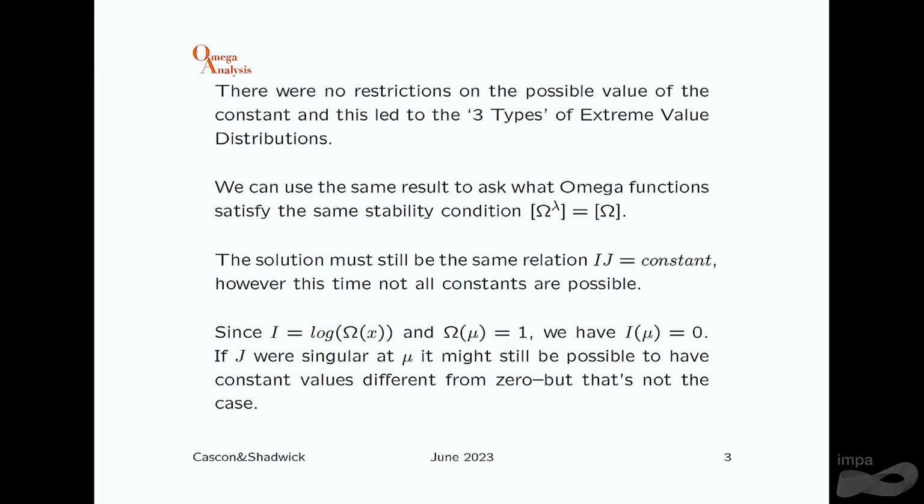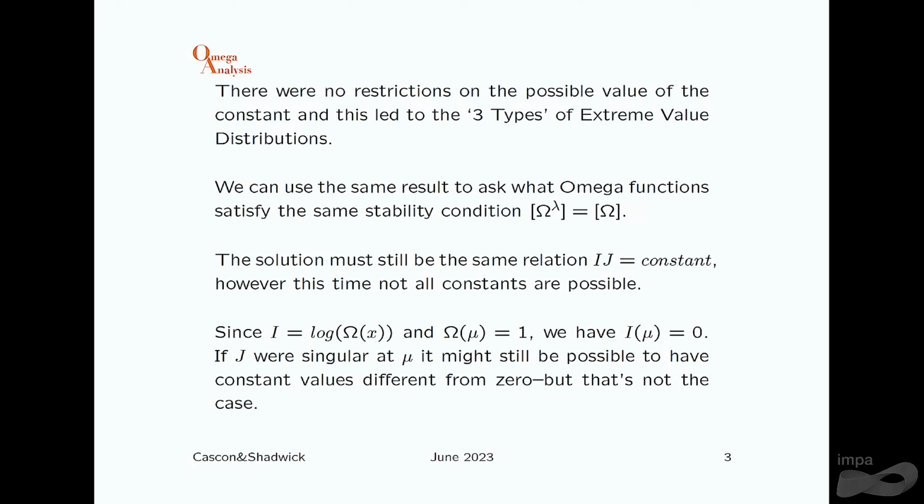Except this time, we're going to look at powers of omega functions. We want to know when it is the case that they're stable. After you raise omega to a power lambda, you can recover the original omega function by doing an affine change of variables. So they're in the same affine equivalence class, and the solution can't change. It's still IJ equals constant. But this time, because we're looking at a different class of objects, there is a constraint on the constants. Not all possible constants can arise.